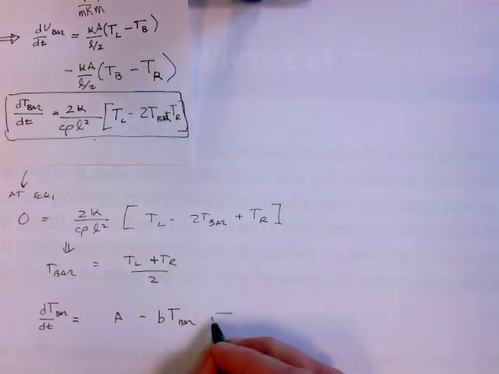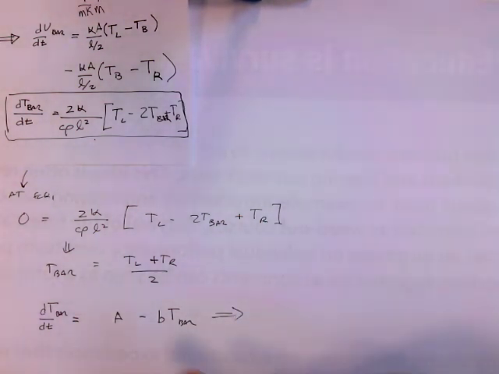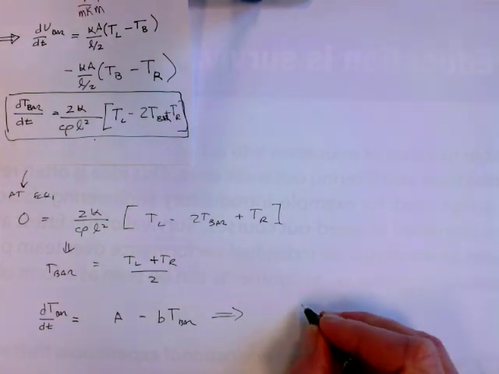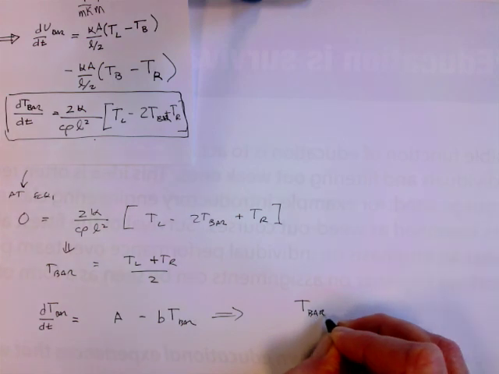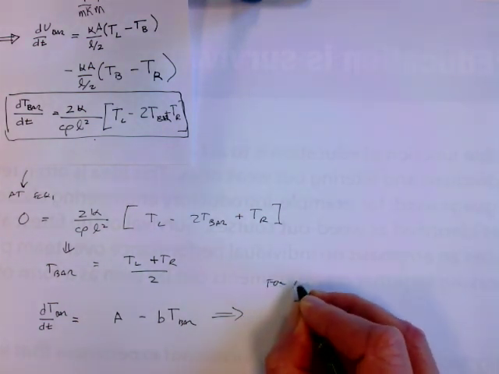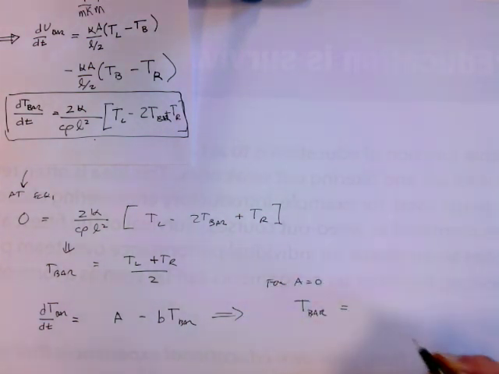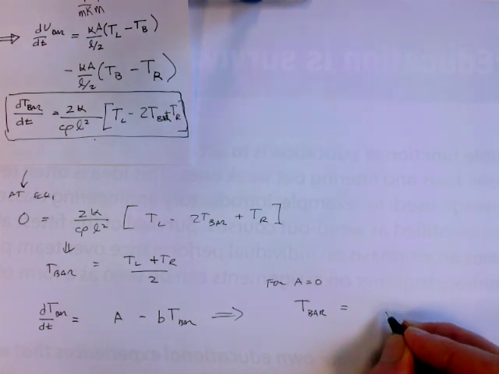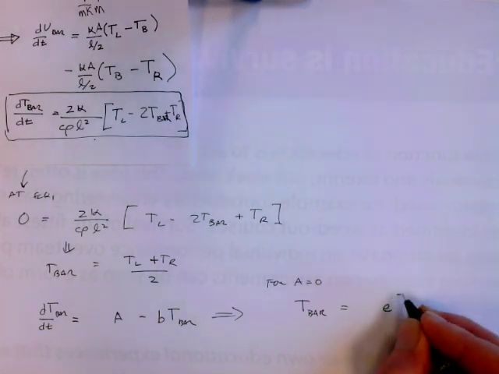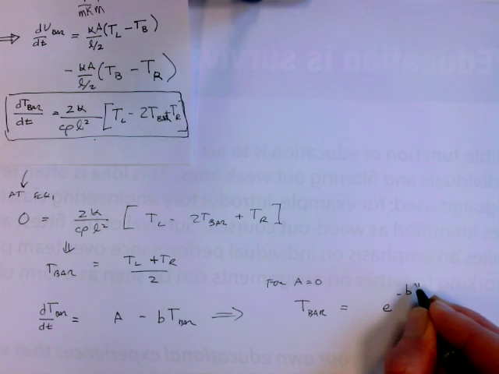So what are the solutions for that? Well, certainly if we imagine a is 0 for a second, it's worth thinking about that case. If a is 0, this is a really simple differential equation whose solution is an exponential in time. So why don't we write down the solution when a is 0, Mark? For a equals 0, T bar is equal to e to the negative b t.